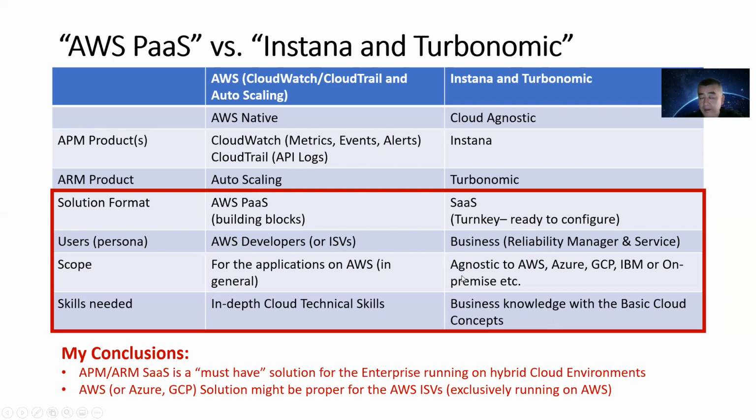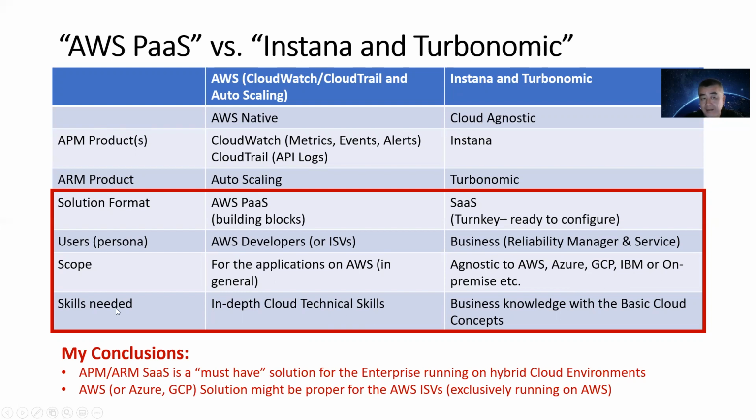And the scope, AWS is typically AWS only. Even though maybe you can use the AWS technology for the other system, but typically it's AWS. But the IBM solution as a SaaS solution can deploy on any platform: AWS, Azure, GCP, IBM, and on-premise.